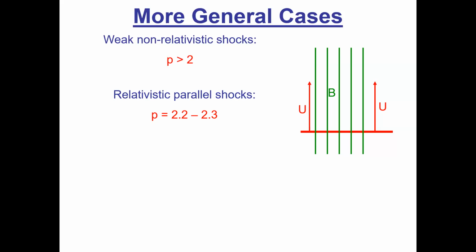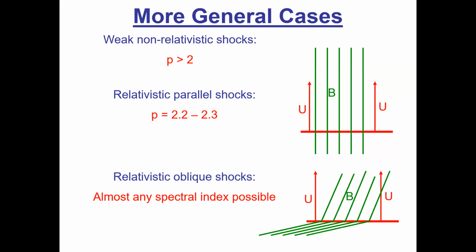So for that reason they're less efficient than non-relativistic shocks, where particles have an easy time crossing back and forth because they're moving much faster than the shock. So that also gives you a very fundamental universal result of an index of 2.2 to 2.3. That's been verified also by numerical simulations.